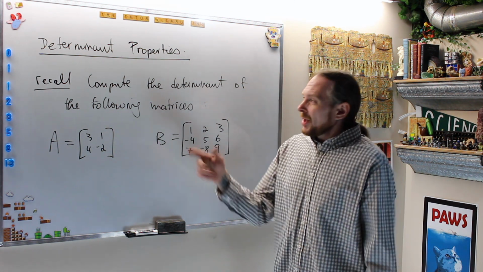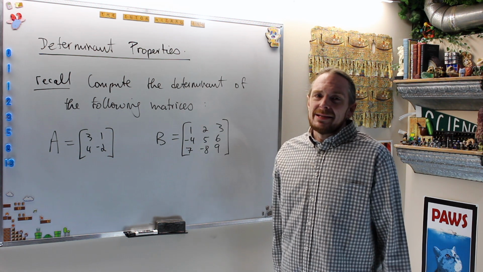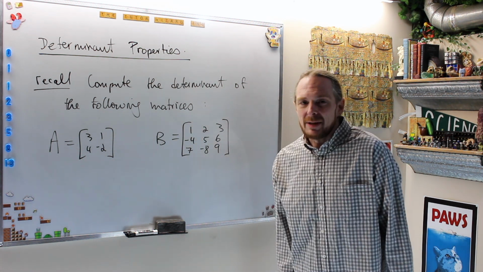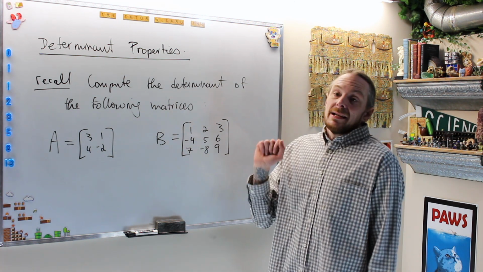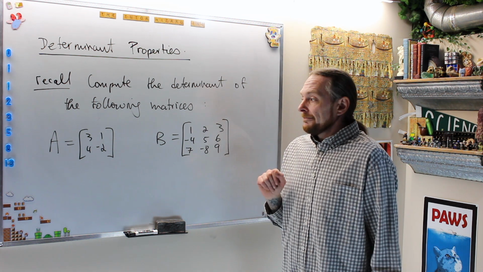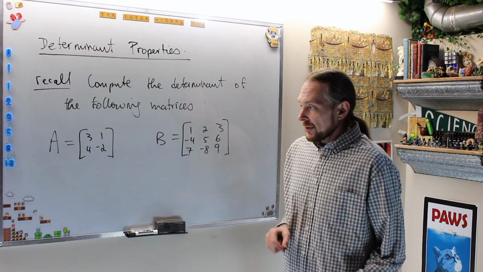All right, so first of all, we're going to do some determinant properties, and then we're going to show how to use those properties to efficiently compute inverses and use determinants to solve linear systems. Let's compute a couple of determinants first.